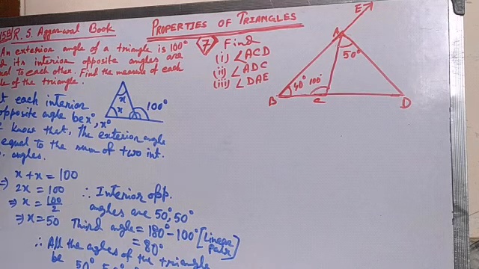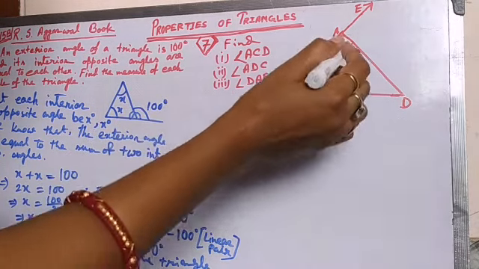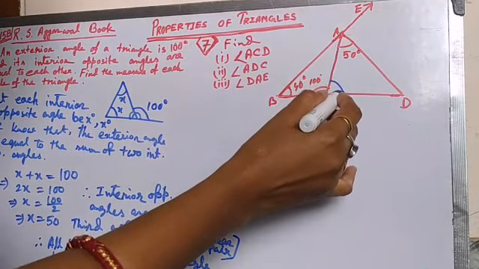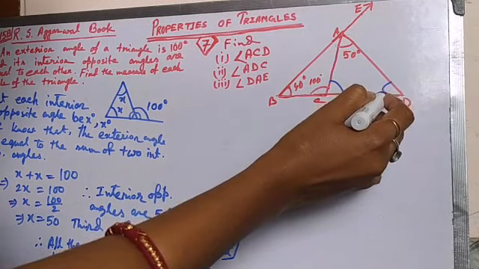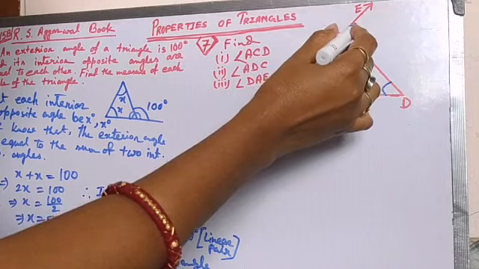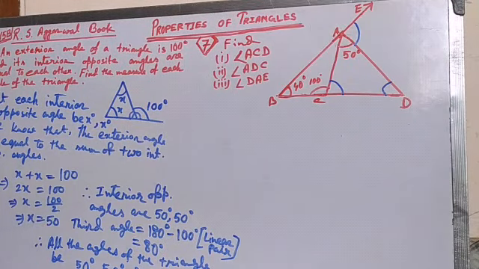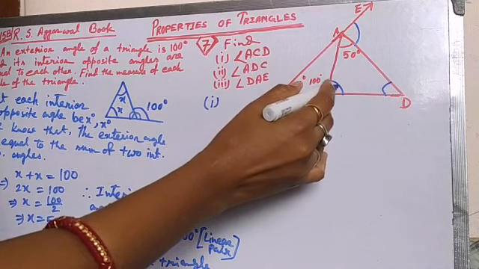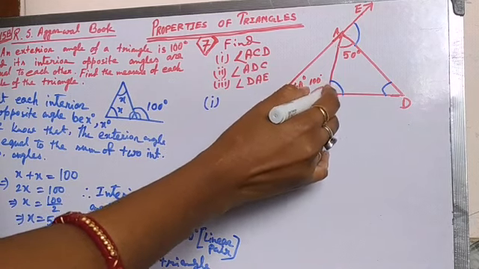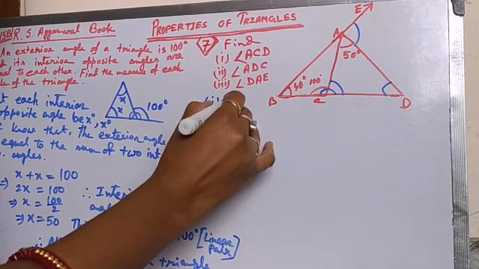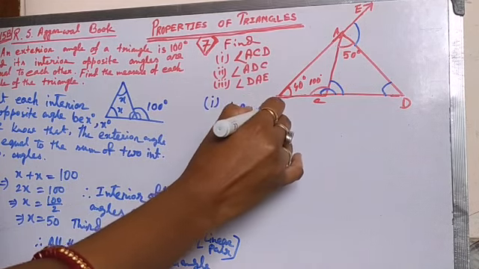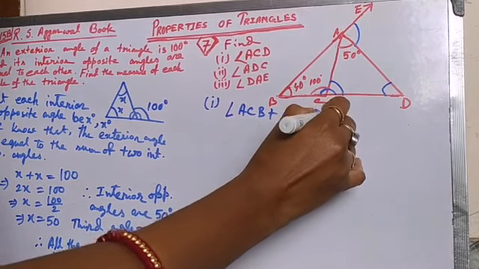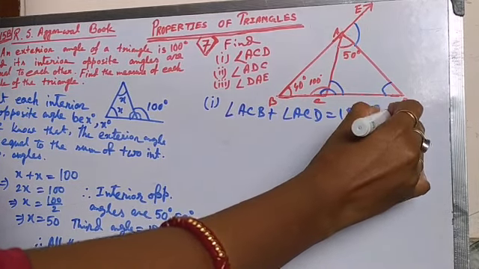Now question number 7. Find angle ACD, angle ADC and angle DAE. This is the figure. ACD means this one angle, ADC means this one angle, and DAE means this one angle. So we have to find out these three angles. First, number 1, angle ACD, that we can find out by linear pair. This is 180 degree. So angle ACB plus angle ACD equal to 180 degree, that is linear pair.